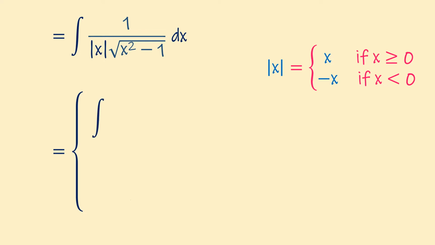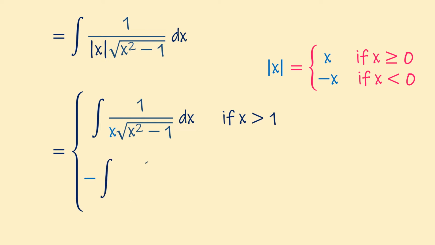First, the integral of 1 divided by the product of x and the square root of quantity x squared minus 1 dx if x is greater than 1. Second, the negative of integral of 1 divided by the product of x and the square root of quantity x squared minus 1 dx if x is less than negative 1.